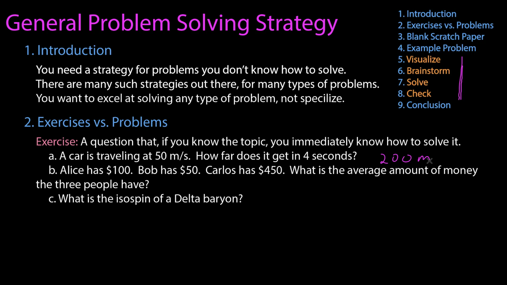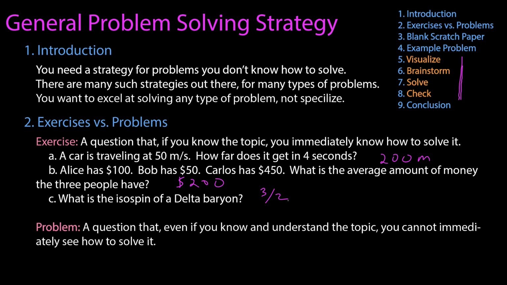Alice has $100, Bob has $50, Carlos has $450. What is the average amount of money the three people have? If you know how to calculate an average, the average is 200. Finally, what is the isospin of a delta baryon? That is 3/2. You may not know what the isospin of a delta baryon is, or any way of going about finding it, but it's still an exercise in the context that you either know it or you don't. And if you know it, you can easily calculate what the answer is.